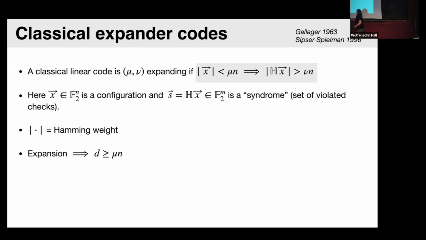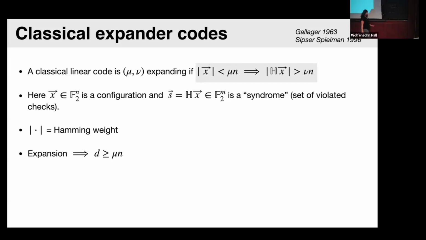Thank you. So if the size of X is less than mu n, then that implies that the size of the syndrome is greater than nu times the size of X. Okay, so there's a size of X on that side. Thanks.